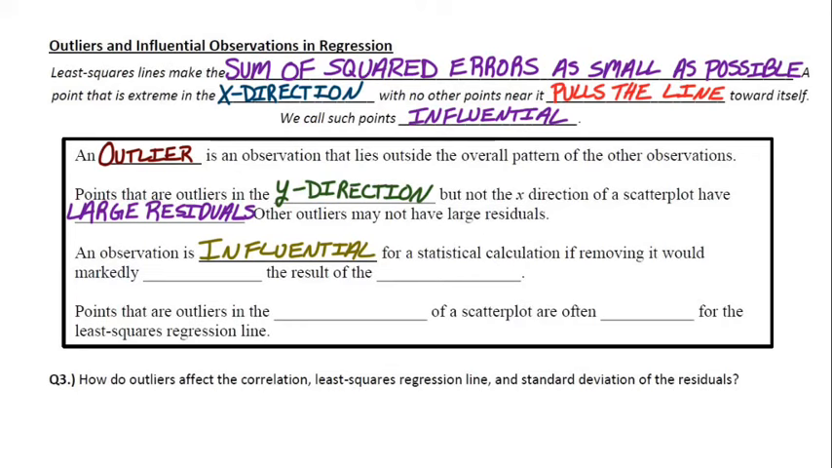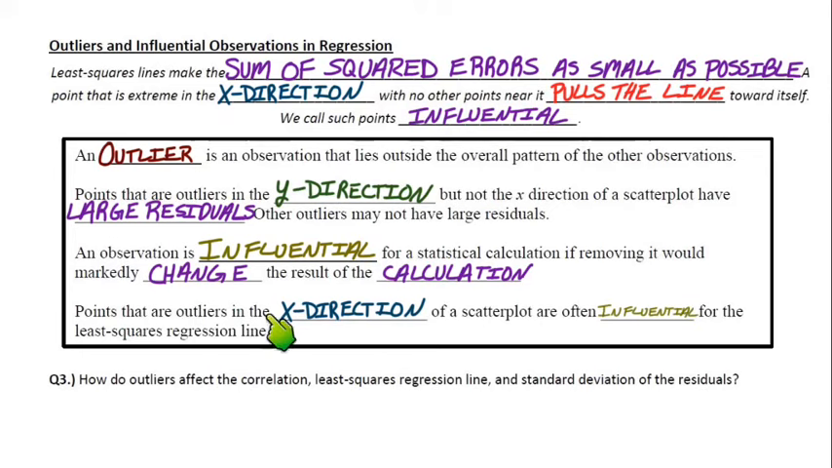So we say it's influential for a statistical calculation if removing it would noticeably change the result of the calculation. I'm not talking about changing it by 0.01. I'm talking about substantially changing it. So points that are outliers in the x direction, again that's right or left, are often the influential ones. They're more than outliers if they're to the far right or far left. Those are actually the influential ones that will pull the line.